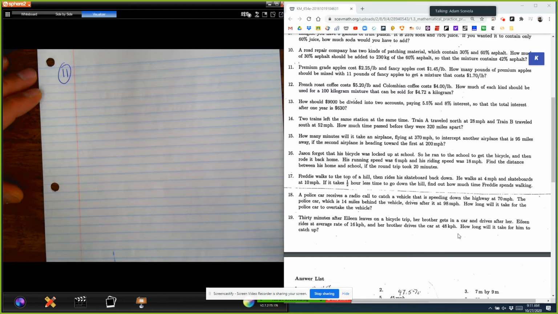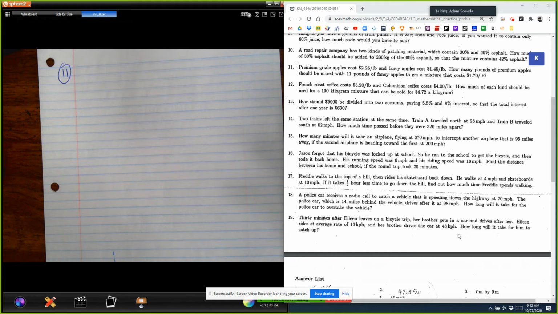All right, so number 11, we have premium grade apples cost $2.25 a pound, and fancy apples cost $1.45 a pound. How many pounds of premium apples should be mixed with 11 pounds of fancy apples to get a mixture that costs $1.70 a pound? All right, so that last sentence usually is going to tell us what our variable is.